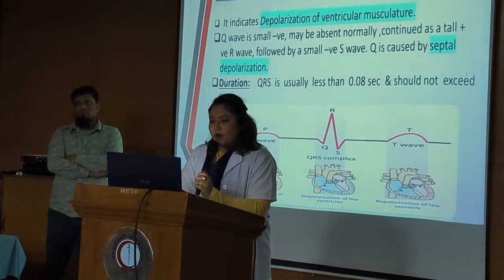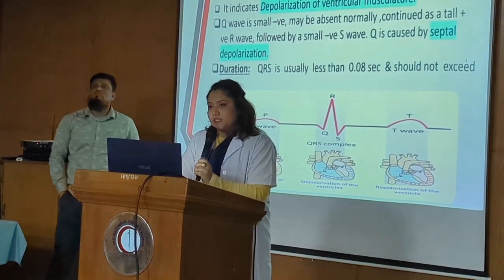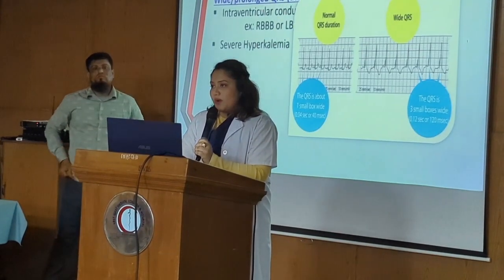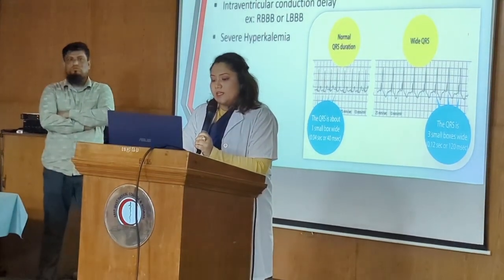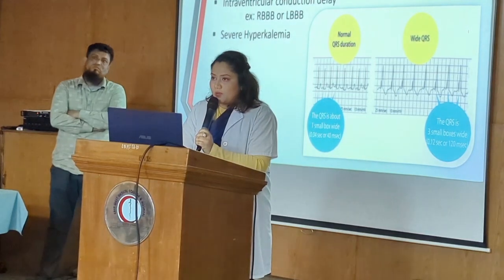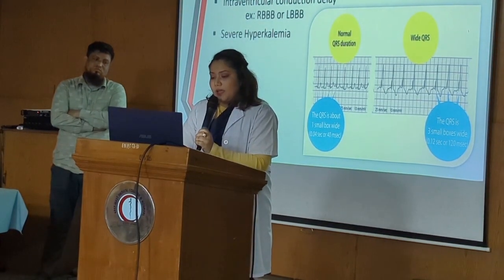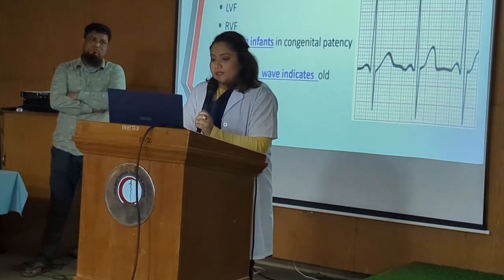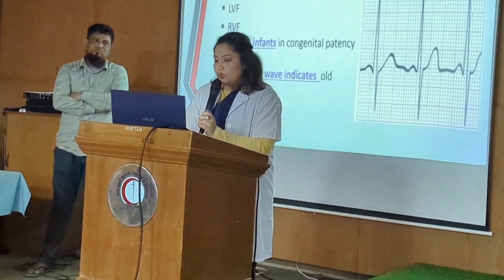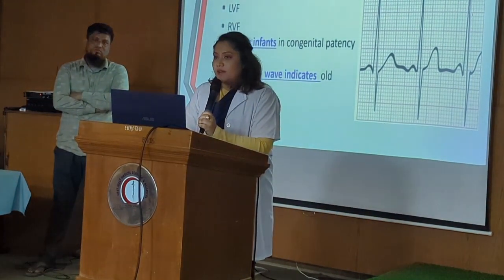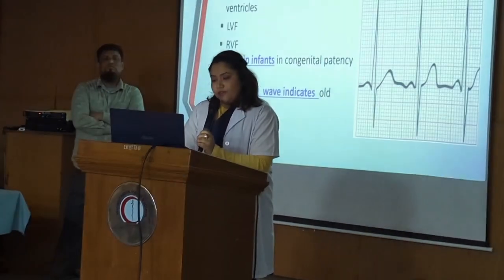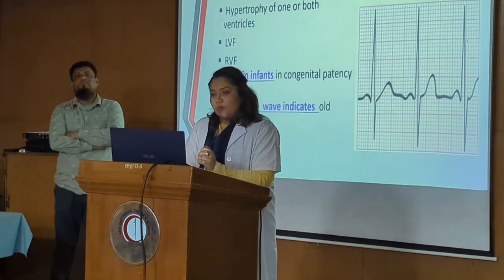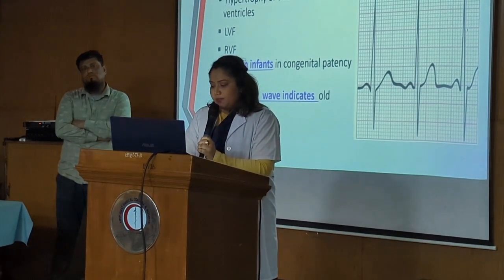Now comes the second wave, QRS complex. It represents the depolarization of ventricular musculature. The abnormalities of QRS complex: it can be prolonged in case of interventricular conduction delay, right bundle branch block or left bundle branch block, and in case of severe hyperkalemia. QRS complex can be tall due to hypertrophy of one or both ventricles, left ventricular failure and right ventricular failure. In case of infants, QRS complex is absent in congenital patency of septum, and Q wave will be prominent in case of old infarction.